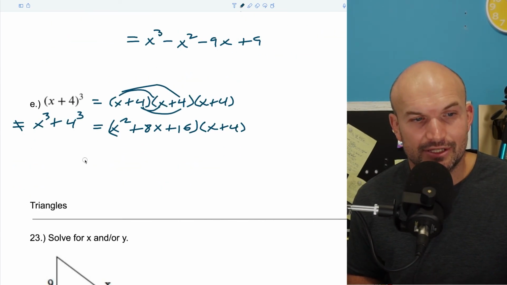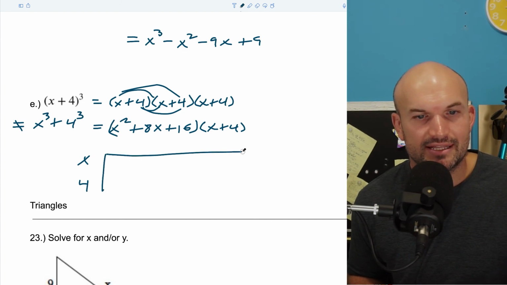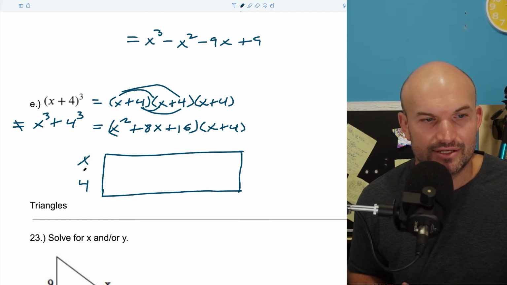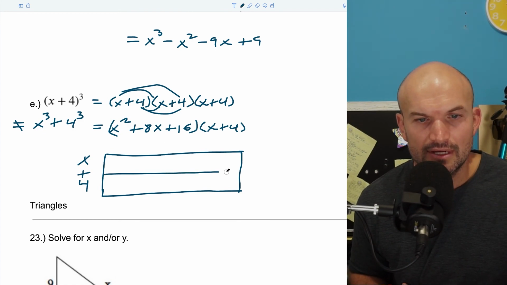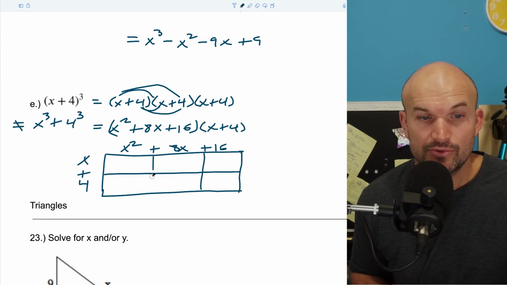So another technique you can use is what we call the box method. The way the box method works is you basically take one product and put it along one side of a box, and then you take the other term in your product and write it along the other side of the box. So this is an x plus 4. There's 2 terms, so I'm going to write 2 rows. Now this is an x squared plus an 8x plus a 16, which has 3 terms. So I'm going to do 3 columns.